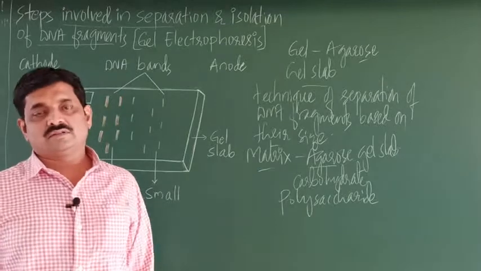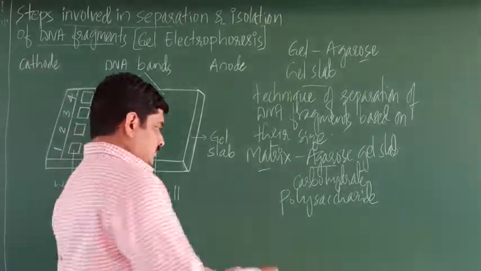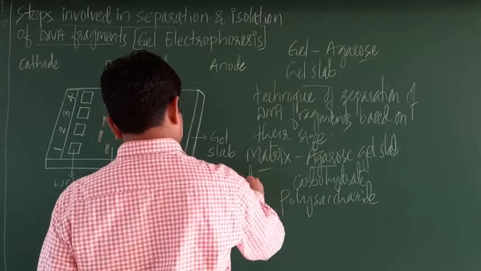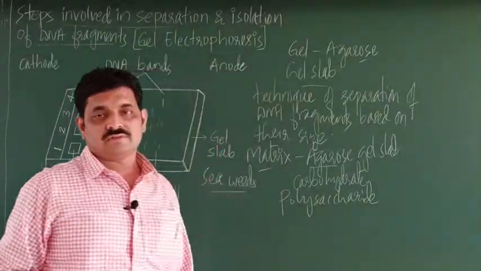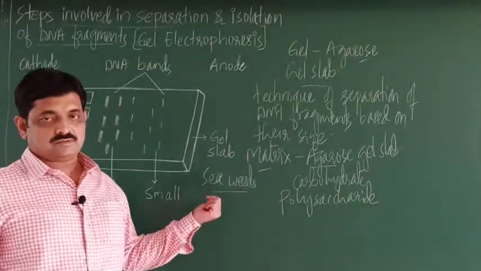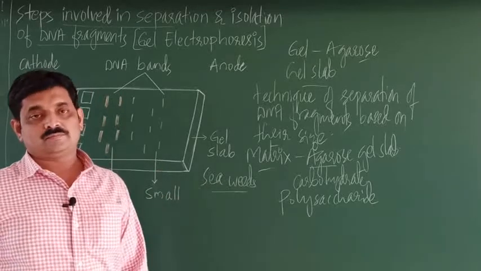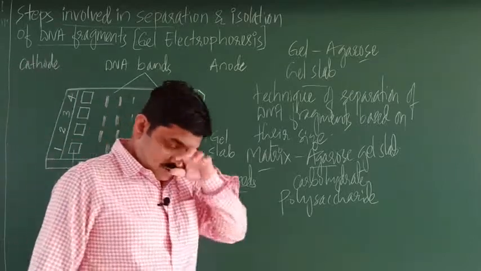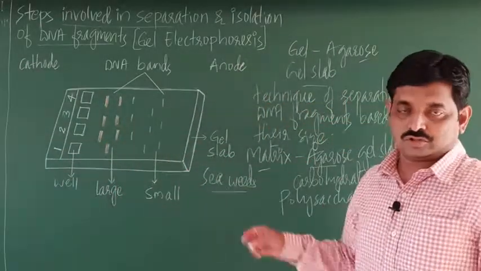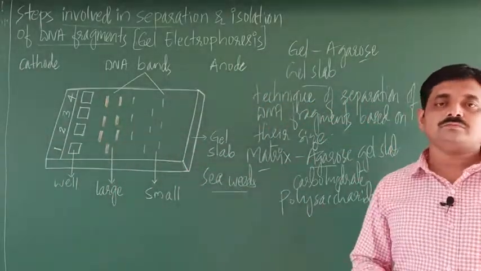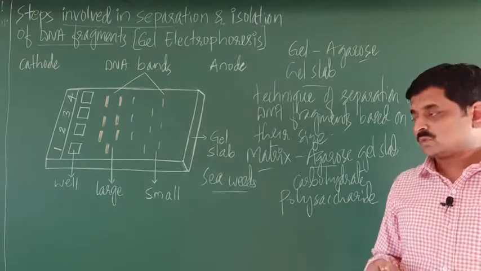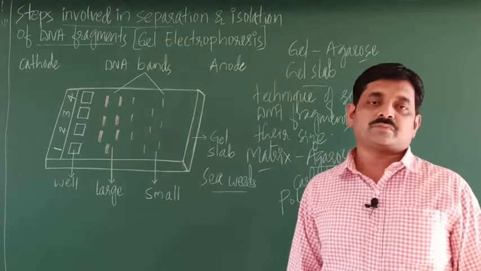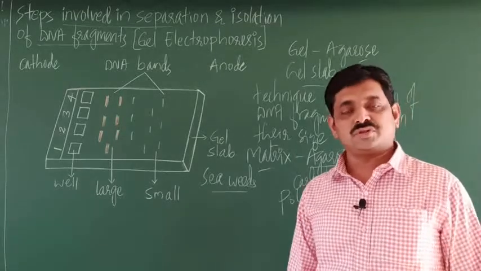What is the source of this matrix? The source of this matrix is seaweeds. So agarose is obtained from seaweeds. So that is the source of this polysaccharide. Then coming to the steps in this procedure.